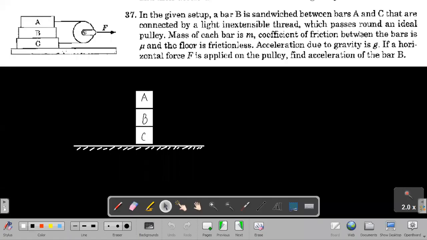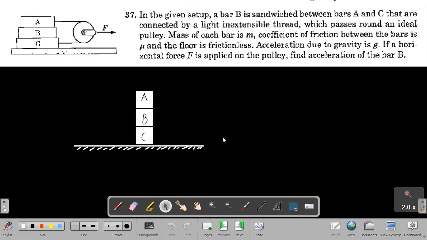Hello, students. Now, this is problem 37 from Newton's Laws of Motion, Pathfinder for Physics Olympiad and JEE Advanced. Again, it is a three-block system involving friction force between all the blocks, with the coefficient of friction given as mu, and the floor is a frictionless surface.